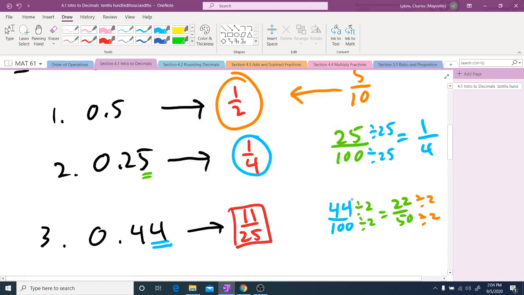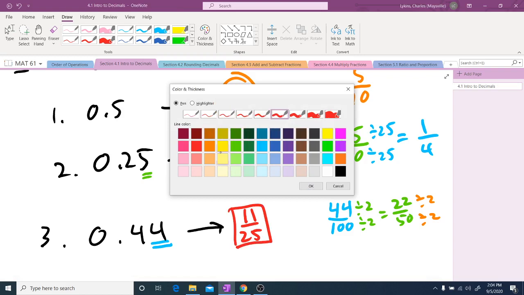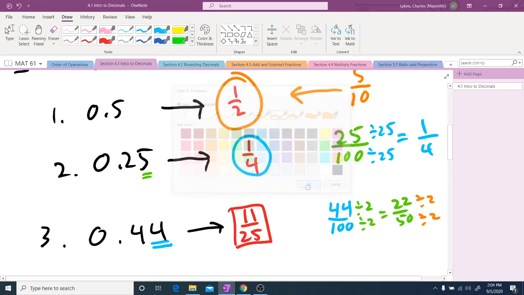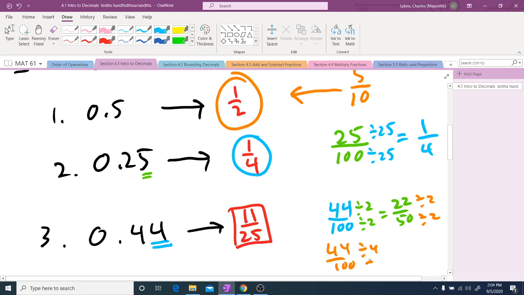Now some of us could go ahead and if you want to think about it this way, once you get 44 over 100, 4 can go into both as well, which would give you 11 over 25.